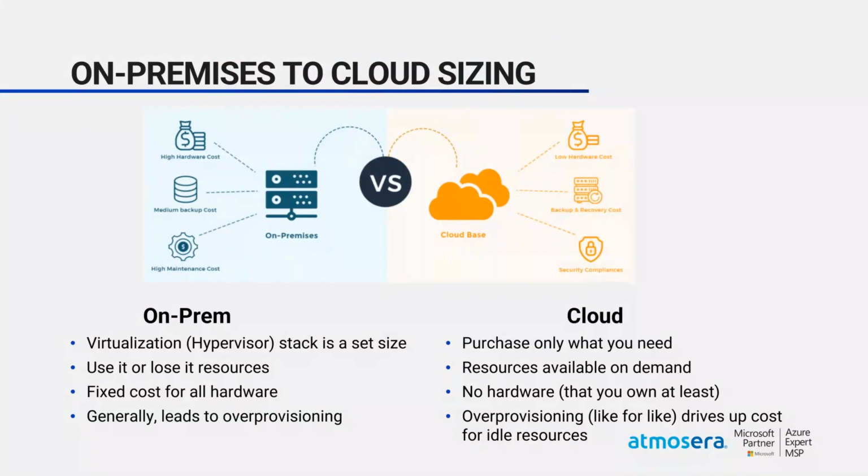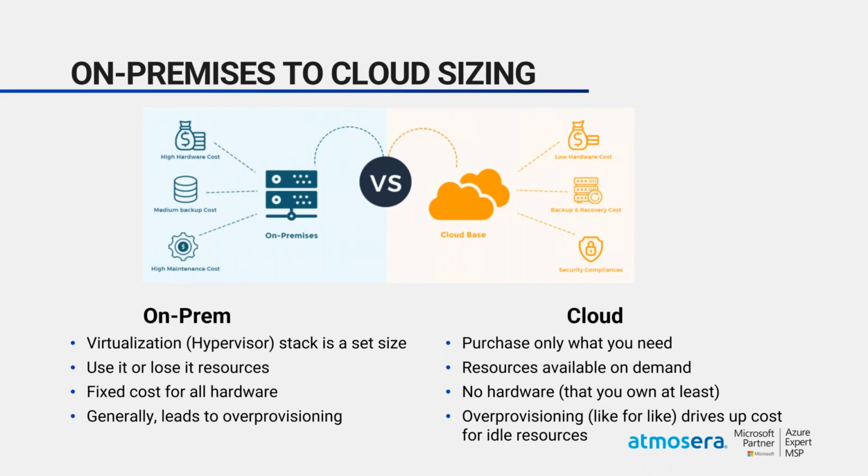When moving into the cloud, one of the biggest areas we always see a cost going out of proportion or skyrocketing is the notion of doing like for like between the on-premise infrastructure and the cloud infrastructure. So on-premise, your virtualization or hypervisor stack, it's a set size. You've purchased servers, they have a certain amount of CPU, a certain amount of RAM, a certain amount of disk. So that's a use it or lose it type of resource.